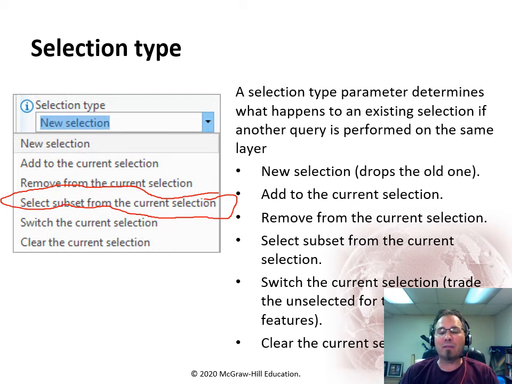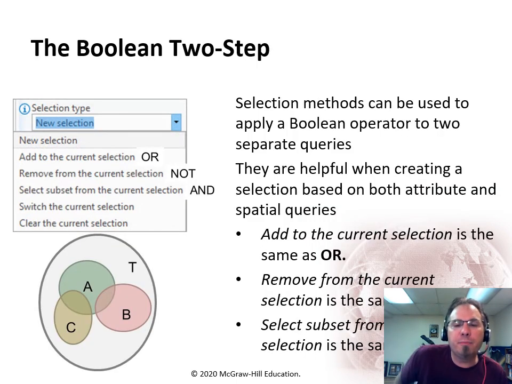Then I could take the selected features and run a spatial query with it by choosing select subset from current selection. So I can combine the two different selection methods based on my answers. Very powerful stuff. So this brings us to what they call the Boolean two-step.